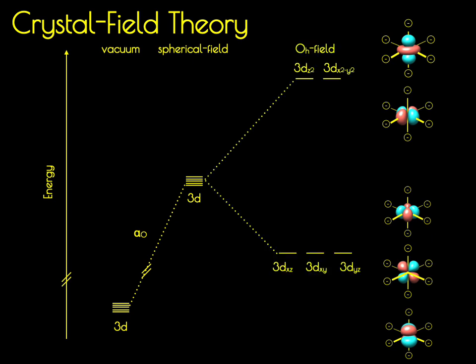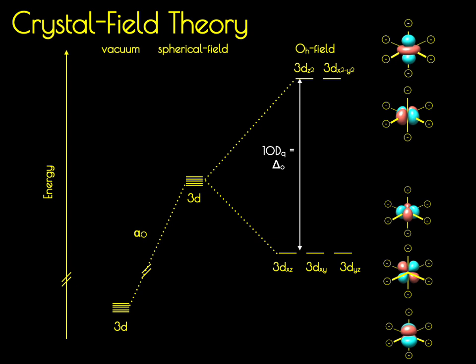The dz squared and the dx squared minus y squared go up in energy relative to the spherical field, while the dxz, the dyz, and the dxy go down in energy relative to that spherical field. The amount of energy that these orbitals are split by in an OH field is termed 10dq, or delta O. D and Q are energy parameters that have been derived elsewhere. For our purposes, all you have to know is that the energy that is split by is 10dq.